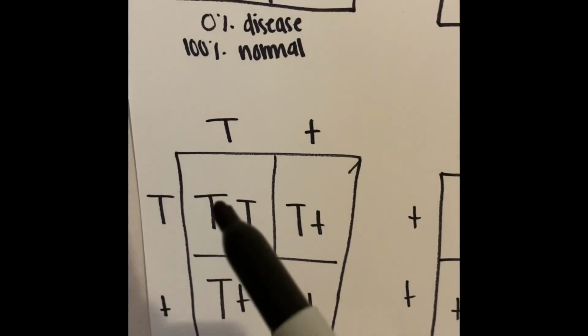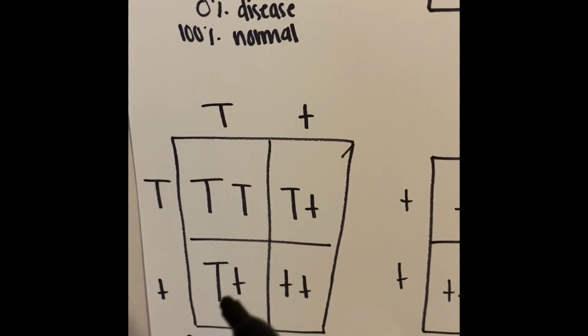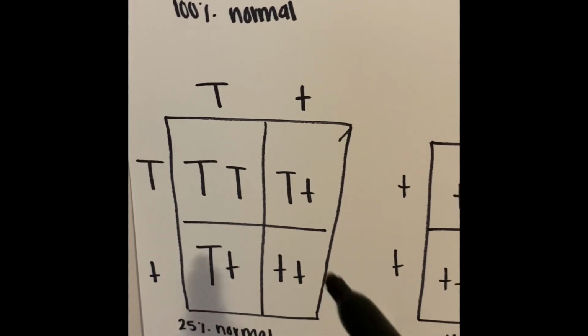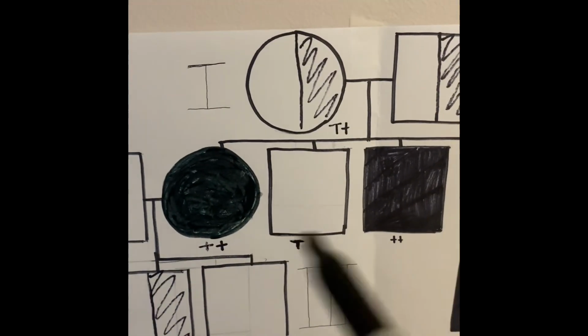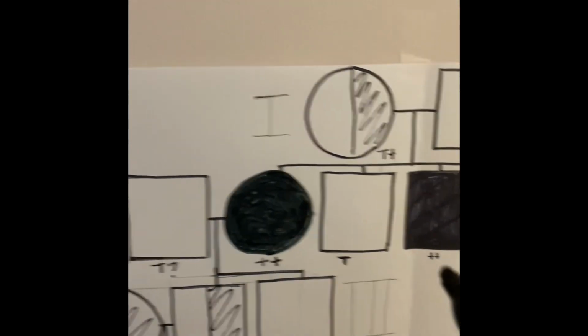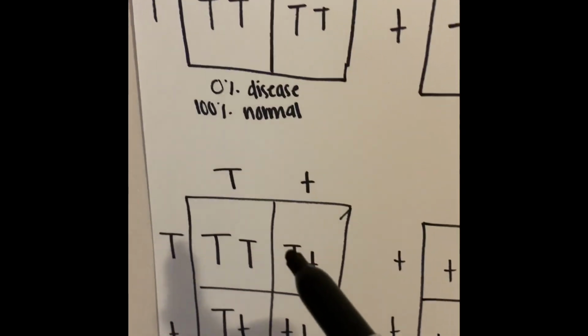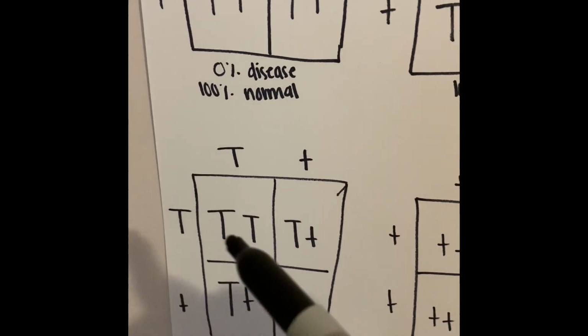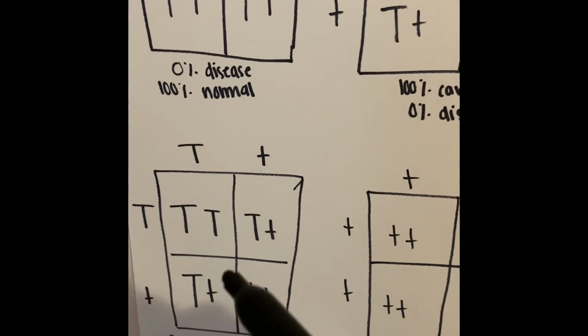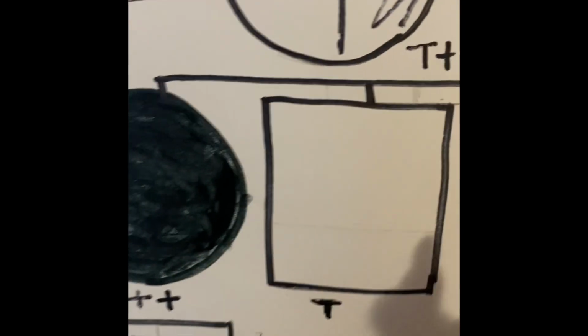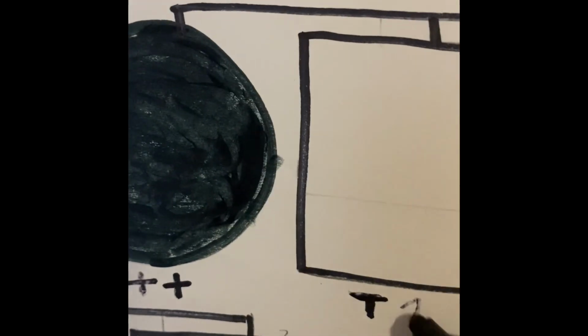Oh, we'll go back here. I did it here. We know they did not get the 25% chance of disease because they are not colored in like their siblings, but there's that other 75% chance where they could be a carrier, could be normal. So we have to put that question mark there.